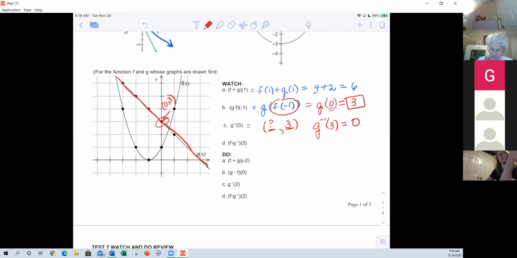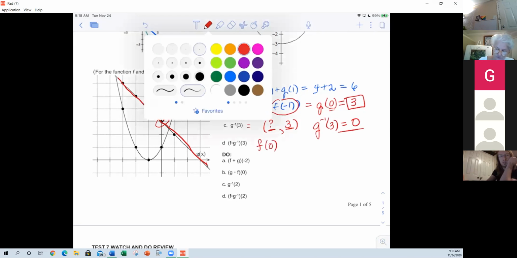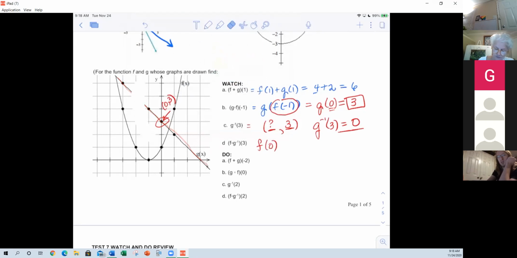And then this last one says f of g negative 1 of 3. Well, we just found g negative 1 of 3 is 0. So now I'm looking for f of 0. So I go to 0 and match it with the f function, and that would be 1. Okay, so take a couple of minutes and try these, the ones on the do part of the review.